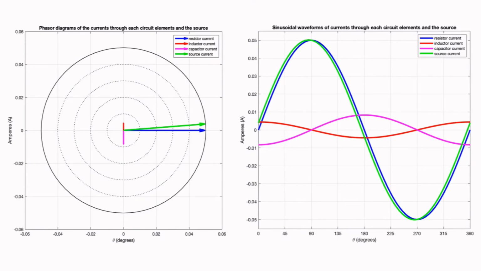We can also see that in the sinusoidal waveform, there's a small shift, which again corresponds to about 4.43 degrees, which is the phase angle, the shift between the resistor and the source current. And we can see here that the shift between the inductor and the capacitor is 180 degrees, and the shift between the inductor and the resistor is 90, with the inductor leading, and the shift between the capacitor and the resistor is 90 with the resistor leading.